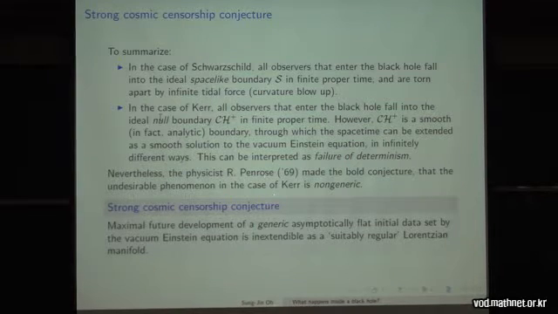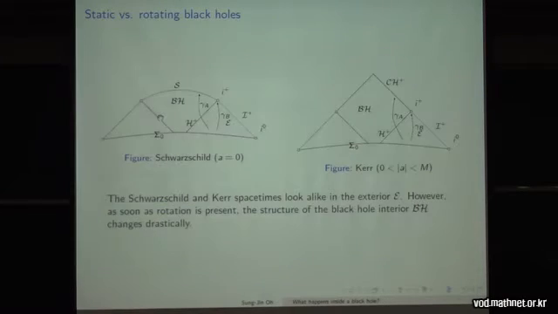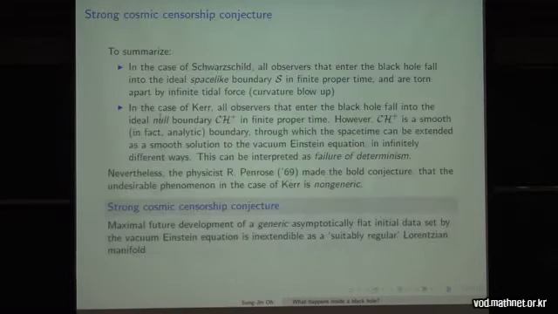nevertheless, the physicist Roger Penrose in 1969 made a very, very brave conjecture that although this is the behavior that we see in explicit solutions, generically, this is a very special situation, and generically, that's what's not happening, and in fact, determinism holds. So that's the content of the strong cosmic censorship conjecture.